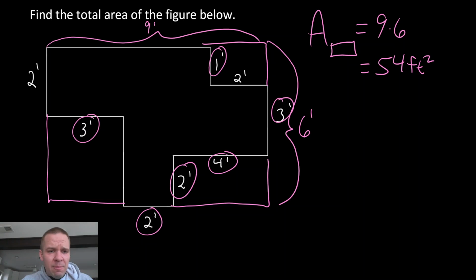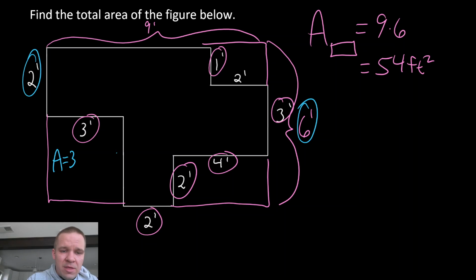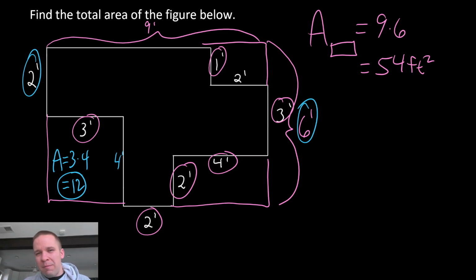So let's start with this one. What's the area of that going to be? Well, I know one of my dimensions is 3, but I got to figure out the other dimension. Can I do that? Well, if the total was 6 over here and I've got 2 accounted for right here, that makes this dimension right here 4. So 3 times 4, that's going to be 12 for that area. I'll add in my units later.